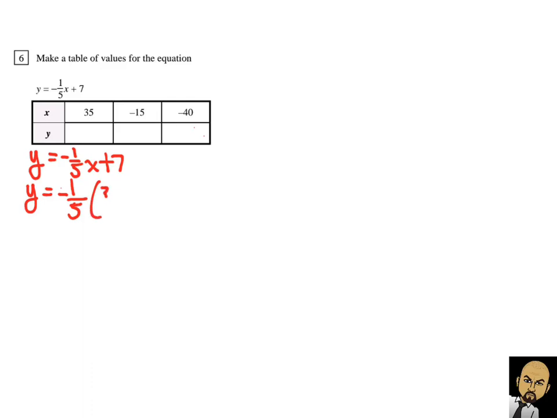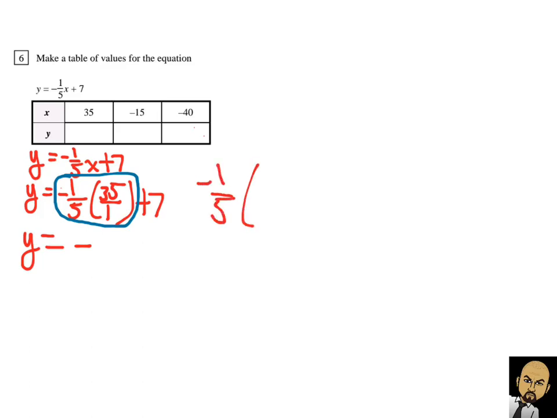So we substitute positive 35, but this time I'm putting it over 1, because when we multiply whole numbers by a fraction, we always put it over 1. Now, we're going to multiply before we add again. But this time, I'm not going to multiply here. I like to do my work on the side. I already put my negative sign because a negative times a positive is negative, and I'm going to go ahead and do my work on the side.